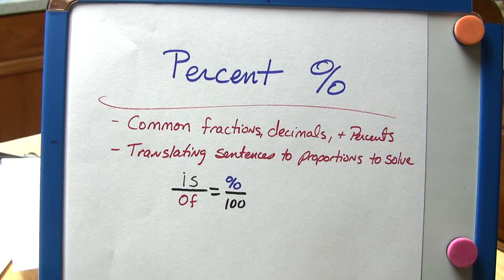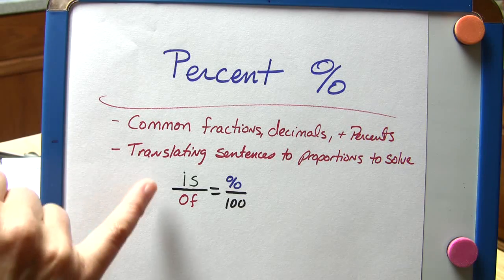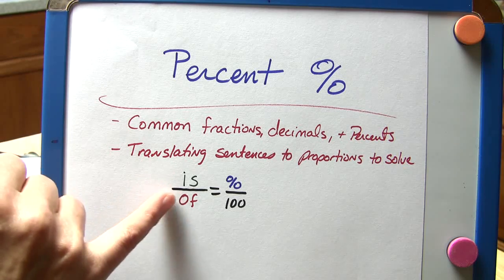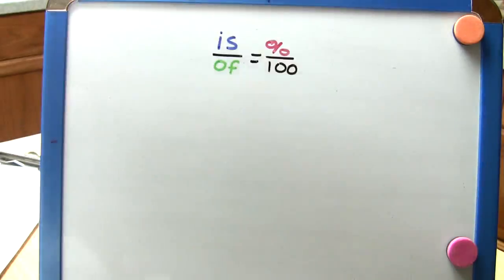In this video, we're going to go over percents. We're going to look at common fractions, decimals, and percents, and work on translating sentences to proportions to solve. There's a very straightforward way to translate sentences into proportions, and that's to use this setup: is over of is percent over 100. We'll do that very soon.